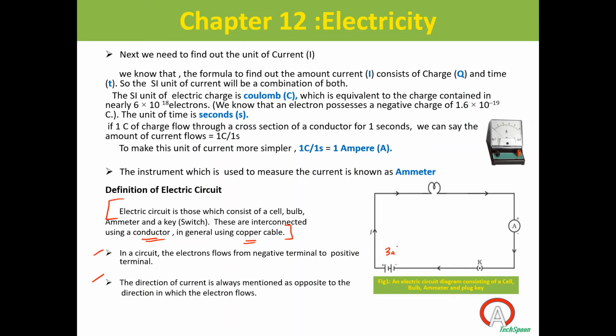You can write, this is cell or battery. This is bulb, this is ammeter, this is switch. And the I is the current, the electric direction. Done.